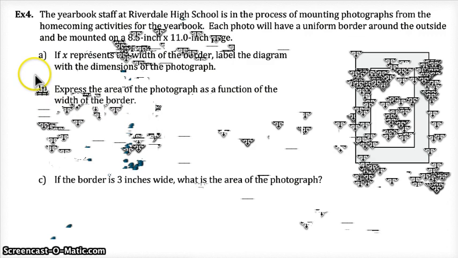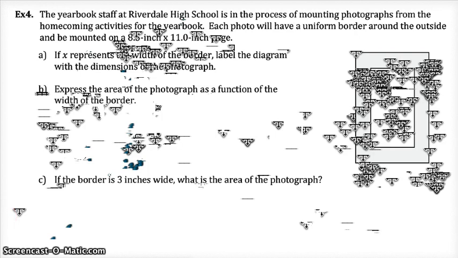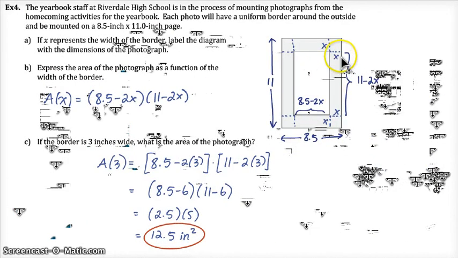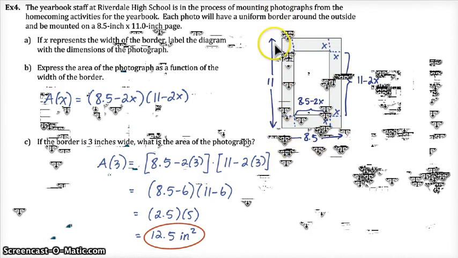All right, so if x is the width of the border, which I think is going to be this one, we'll label the diagram with dimensions of the photograph, express the area, and if x happens to be 3, where are we going from there? Okay, so, I'm sorry, x is the width of the border. X is this thing. 8.5 by 11, notice, is the outside. That was the most important thing to think about first.